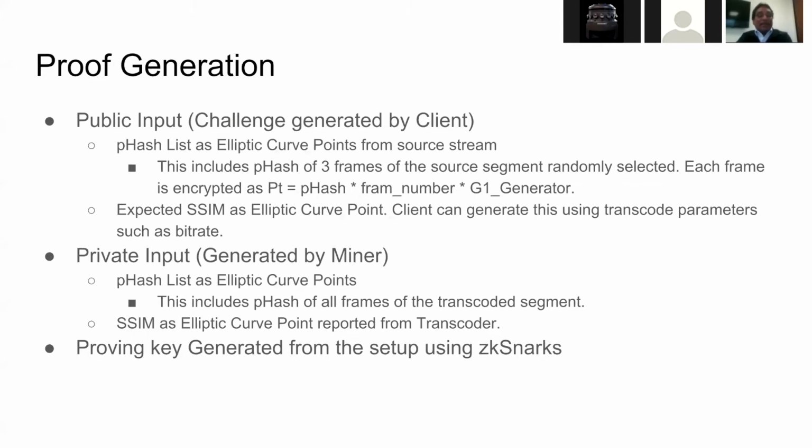The private input is the result of the transcode process. It will generate p-hashes and SSIM, which will be compared by the proof system, and it generates the proof which will be supplied to the verifier.